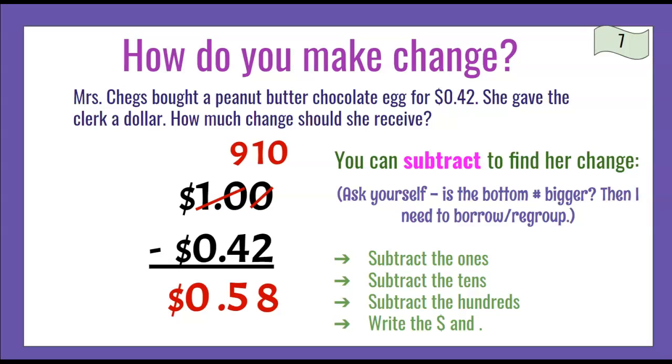Well, it wasn't correct. And the reason was we didn't subtract correctly to find the change. We didn't ask ourselves, is the bottom number bigger? If it is, then you need to borrow or regroup. So first, subtract from the ones. After you borrow, of course, subtract the tens, subtract the hundreds, and don't forget the dollar sign. Even though we don't have dollars, we still need a dollar sign, 0, and then that decimal. So if your decimals are all lined up, then you should be able to subtract correctly. You can always check your work by adding your answer, 58 cents, plus the amount of the original chocolate egg for 42 cents, and that should add up to a total of $1.